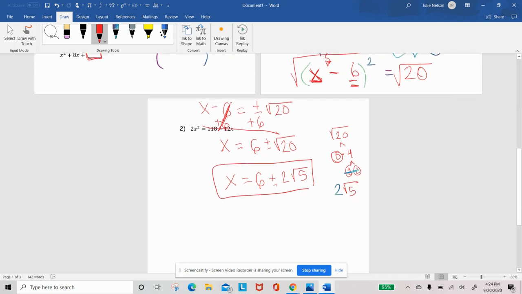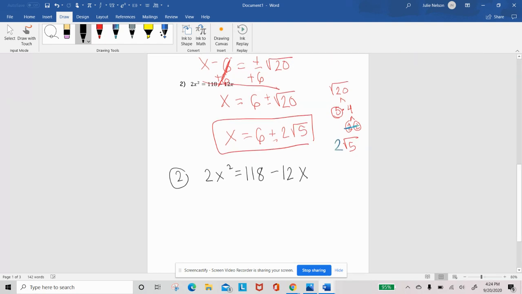All right, this last one right here, problem number 2. Sorry, I wrote so big that I wrote all over it. Now, again, I want to solve by using completing the square. So it's important that the first thing I do is make sure my x squared coefficient begins with a 1. And right now it begins with a 2. I don't want 2x squared, I want 1x squared. So if I want to change that to a 1, I've got to divide by 2. If I divide that by 2, I have to divide everything by 2. And I'm left with x squared equals 59 minus 6x.